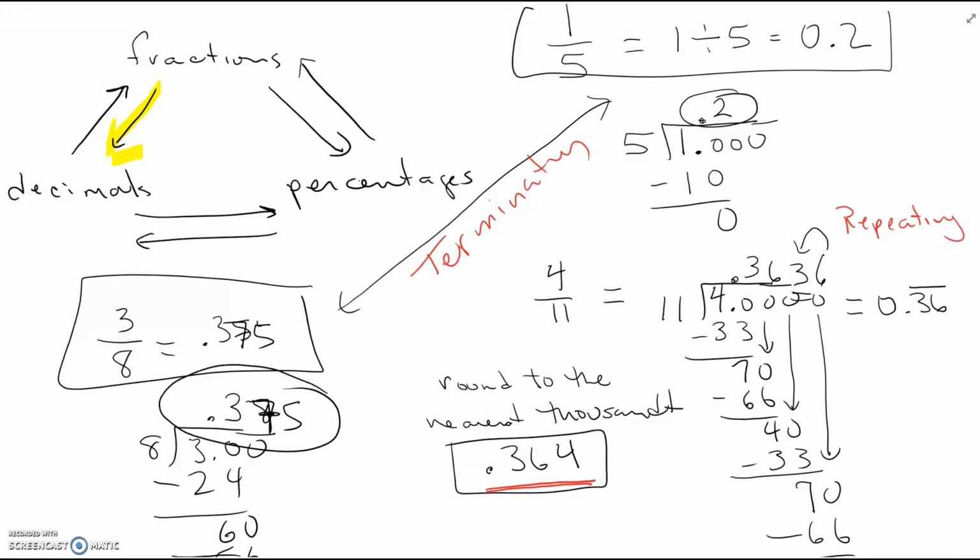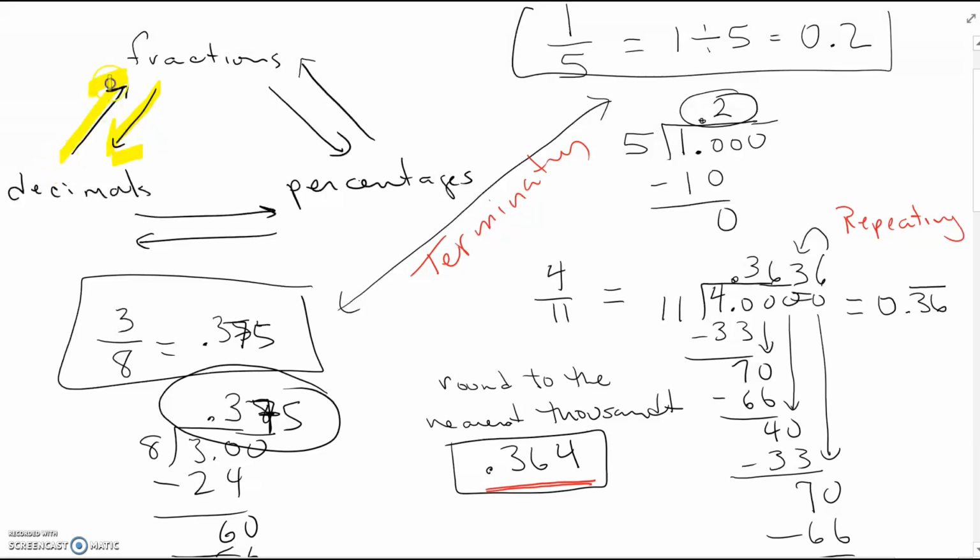So that is going from a fraction to a decimal. And we're just going to go ahead and do that on our calculator. 3 divided by 8, 4 divided by 11. You don't have to do this long division. I just wanted to show you that difference between something that repeats and something that terminates.